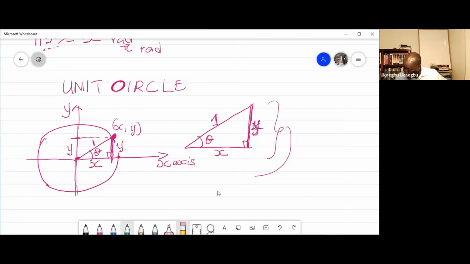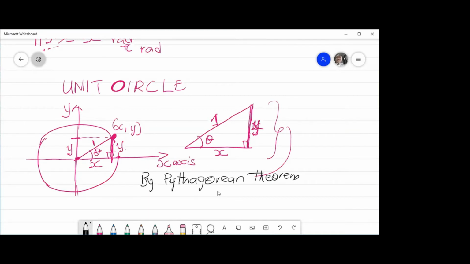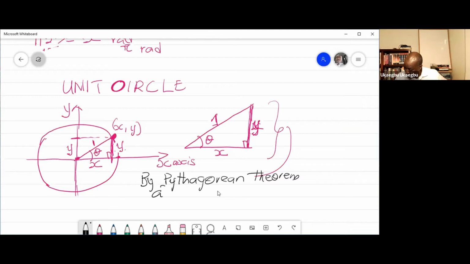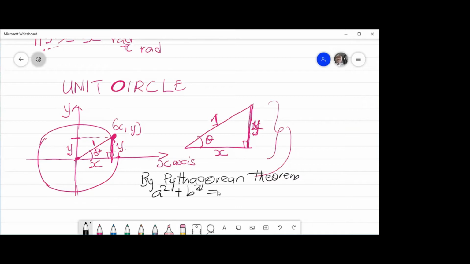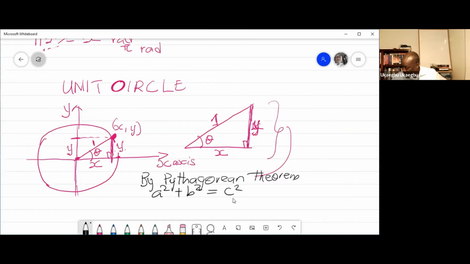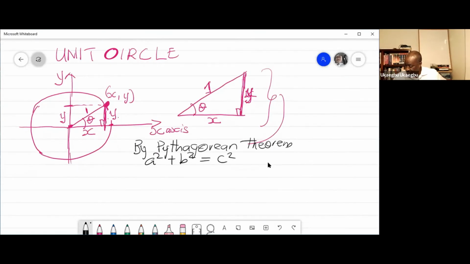By Pythagorean theorem, we know what that formula is. Can somebody help? What's the formula of Pythagorean theorem again? A squared plus B squared equals C squared. Okay, so already in this case, the C is the 1, because that's the hypotenuse, right? That's the one facing the 90 degrees.